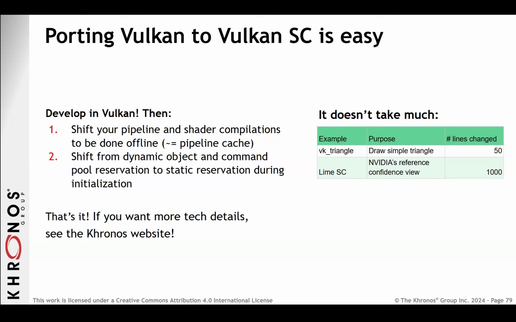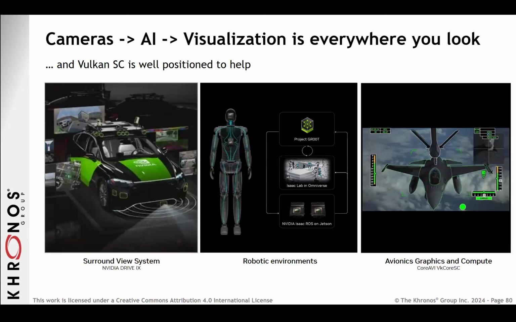For a simple Vulkan triangle, it's about 50 lines of code. And then for Lime SC, which is NVIDIA's internal visualization SDK for autonomous vehicles, it takes about 1,000 lines to shift all of the dynamic object and command pool reservations. If you want more details on this, you can get them on the Khronos website.